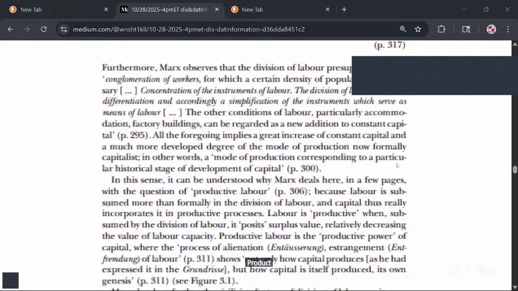Productive labor is the productive power of capital, where the process of alienation, the Entäusserung, the estrangement, the Entfremdung of labor, shows not only how capital produces, as he had expressed it in the Grundrisse, but how capital is itself produced, its own genesis, as we can see in figure 3.1.